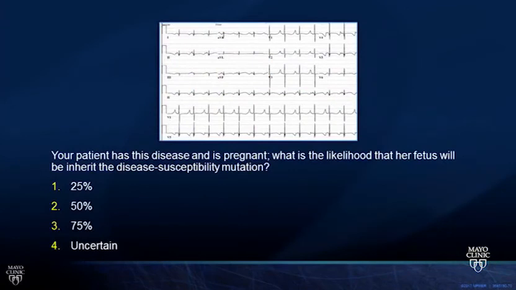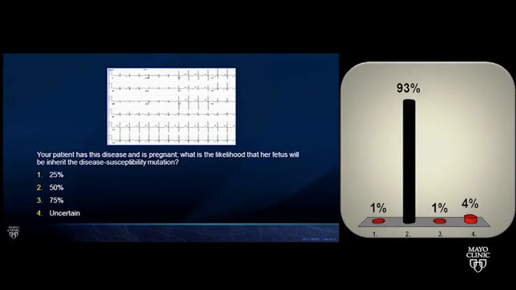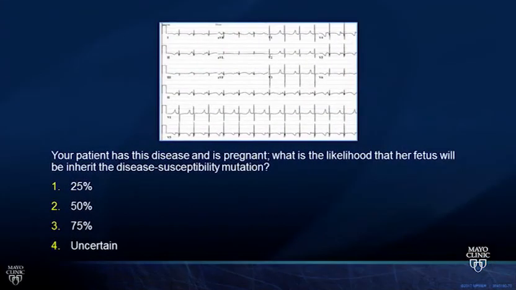Your patient has this disease. What is the likelihood that her fetus will inherit the disease susceptibility mutation? Let's just nail this with 100% unless anybody wants to just play with us up here. That 4% was probably the Mayo fellows messing with you. Yeah. All right. So that's the 50-50.